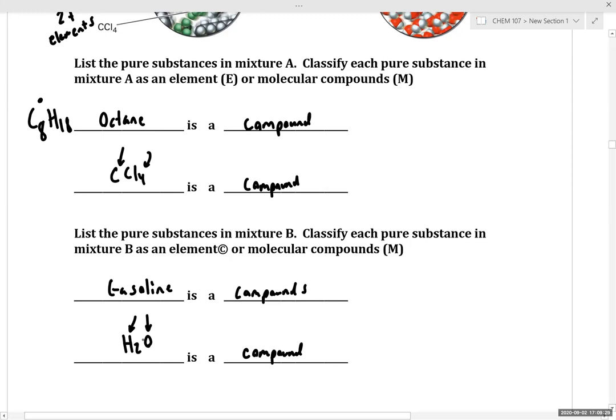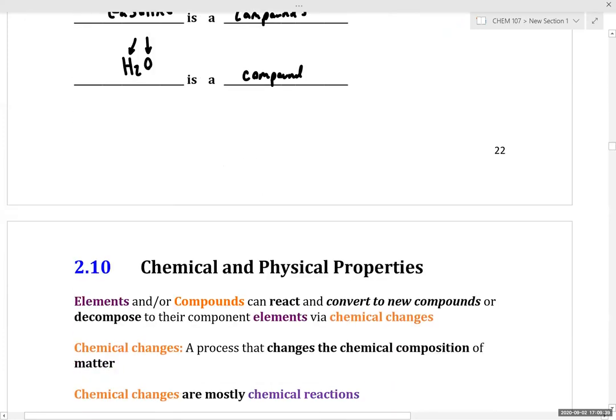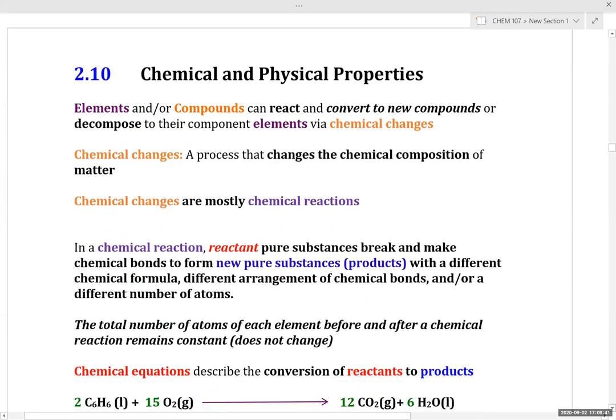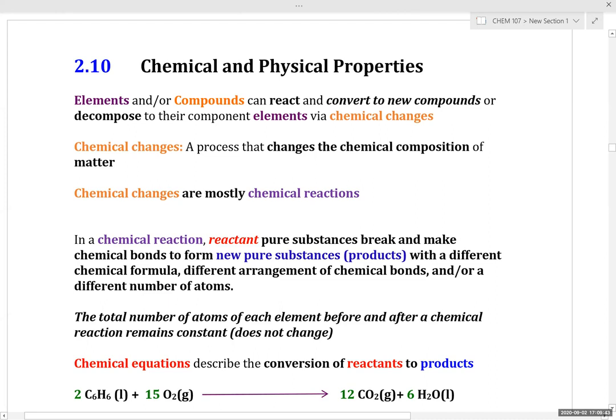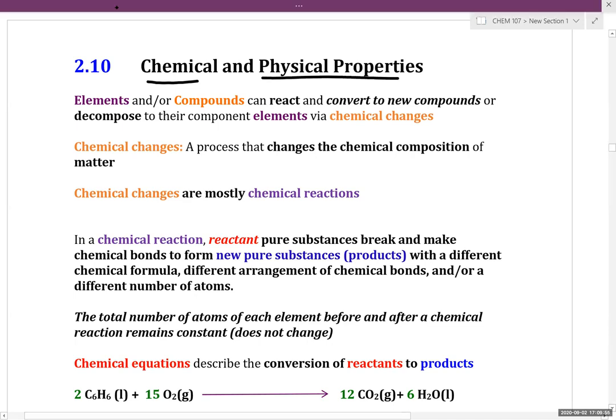It's important that you know how to identify elements and compounds because the way that we name elements and compounds is fundamentally different. Okay, so let's now talk about the next major idea with regards to classifying matter. So we're now going to discuss chemical and physical properties.